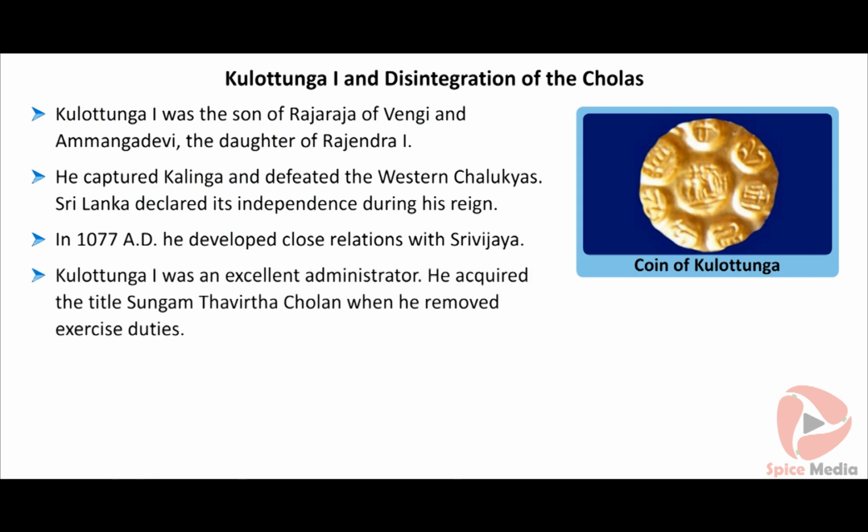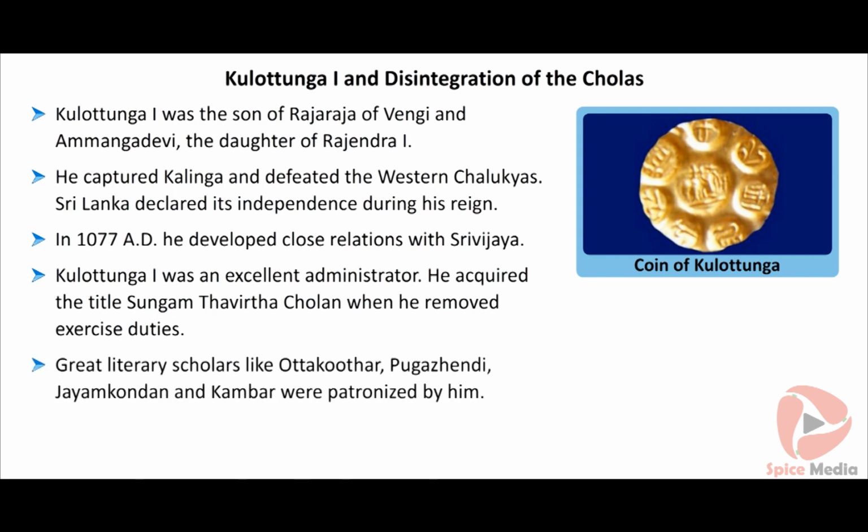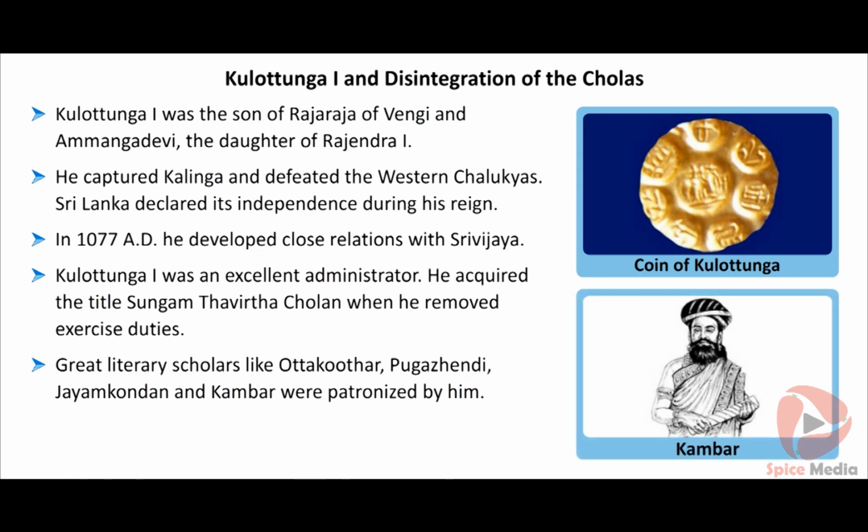Kulottunga I was an excellent administrator. Lands were measured and land revenues were regulated. He acquired the title Sugam Tavirtha Cholan when he removed excise duties. Great literary scholars like Ottakudir, Pugalendi, Jayam Kondan, and Kambar were patronized by him.